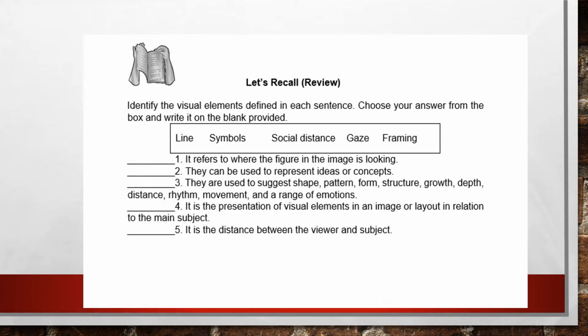They can be used to represent ideas or concepts. Number 3. They are used to suggest shape, pattern, form, structure, growth, depth, distance, rhythm, movement, and a range of emotions. Number 4. It is the presentation of visual elements in an image or layout in relation to the main subject. Number 5. It is the distance between the viewer and the subject.